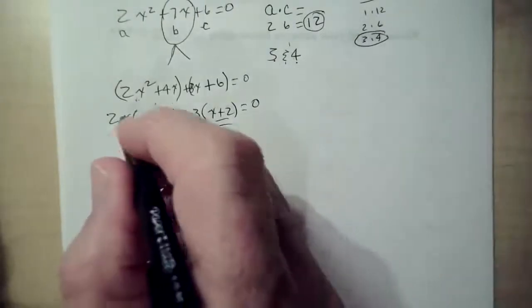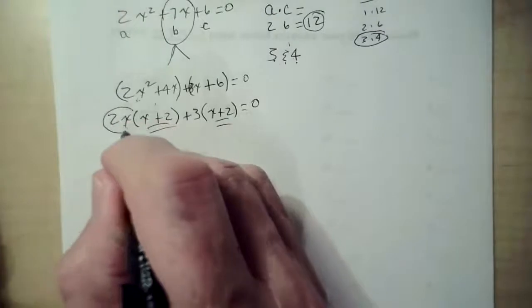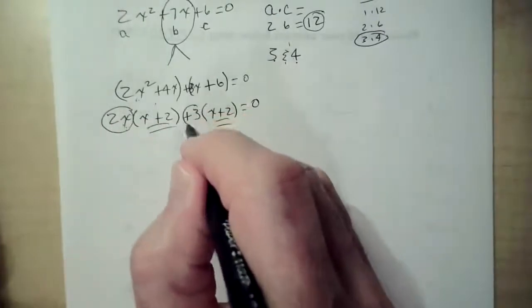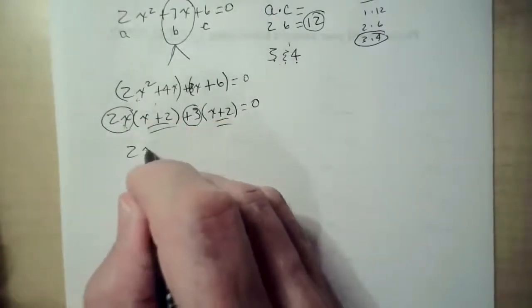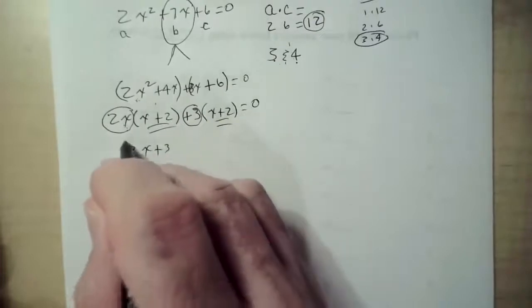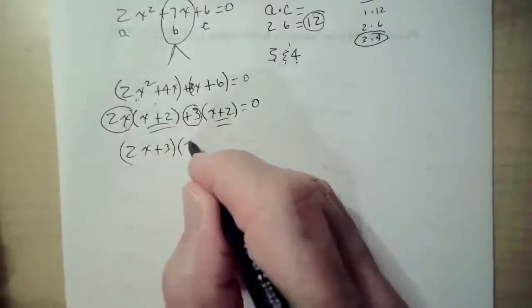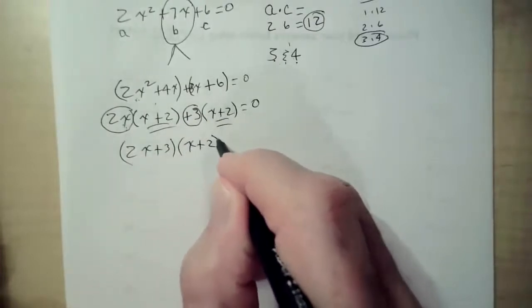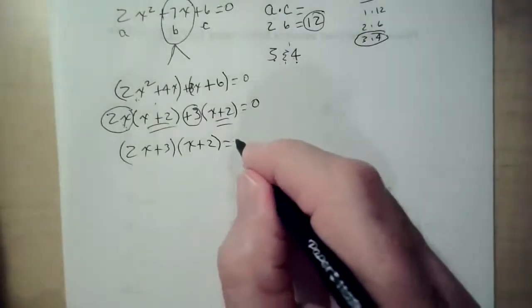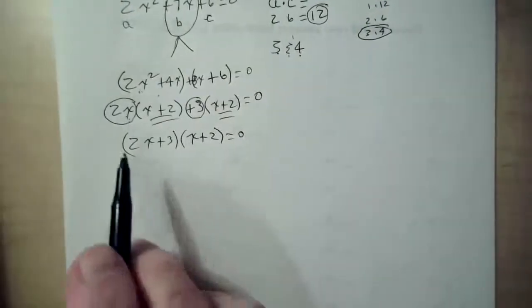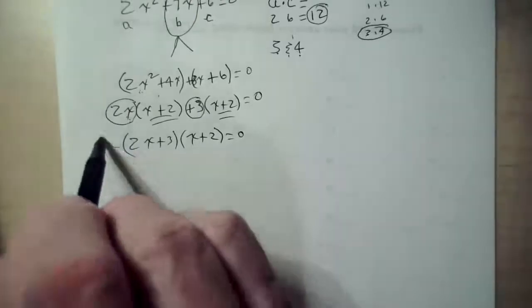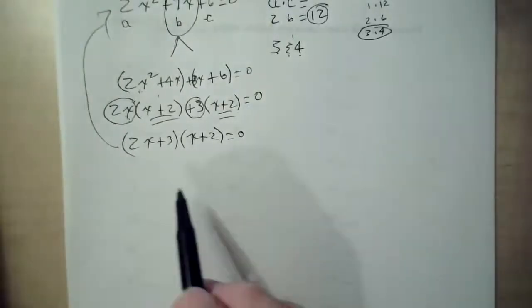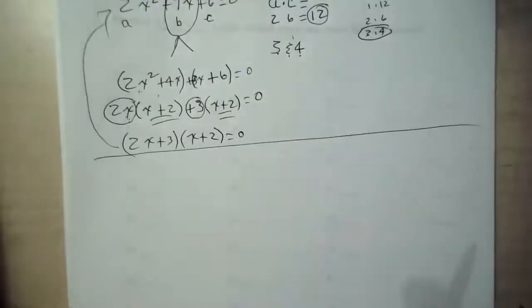Okay, so our factors are 2x plus 3 times x plus 2 equals 0. Now you can do distributive property if you want, and that'll take you back to there.